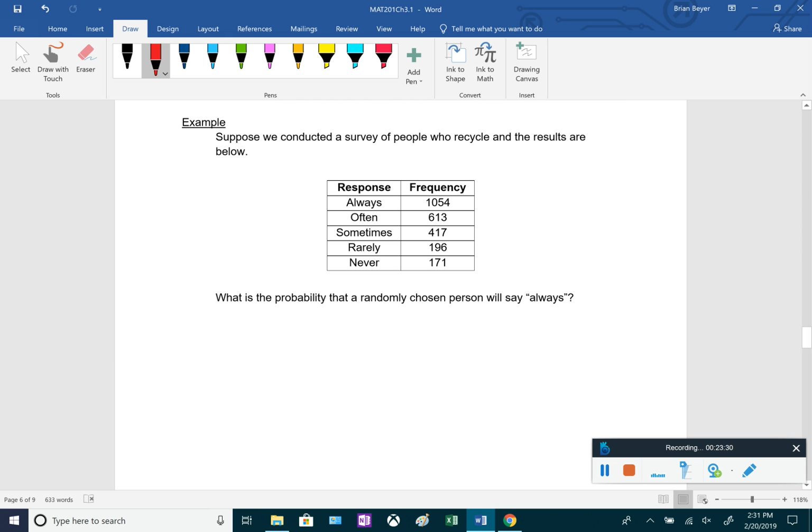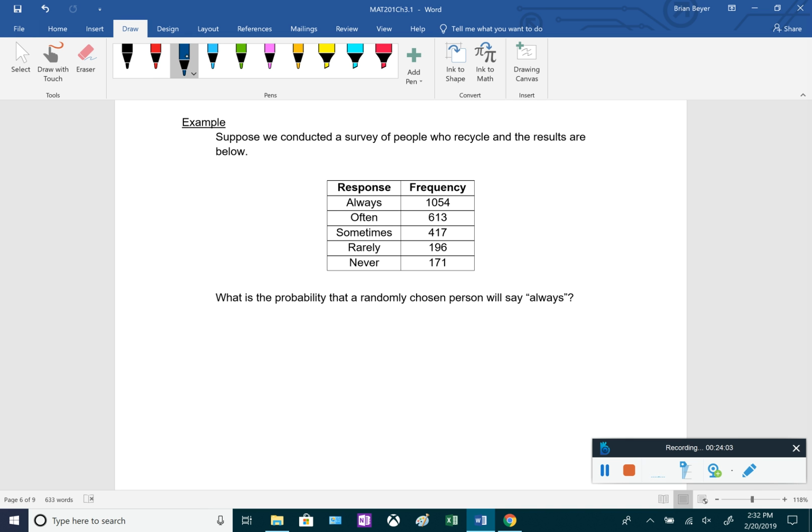So looking at this example here, suppose we conducted a survey of people who recycled, and the results are right here in this table. So the 5 possible responses that people in the survey could respond with were always, often, sometimes, rarely, or never. And then on the right is the frequency. It's how many people made those responses. So we want the probability that a randomly chosen person will say always.